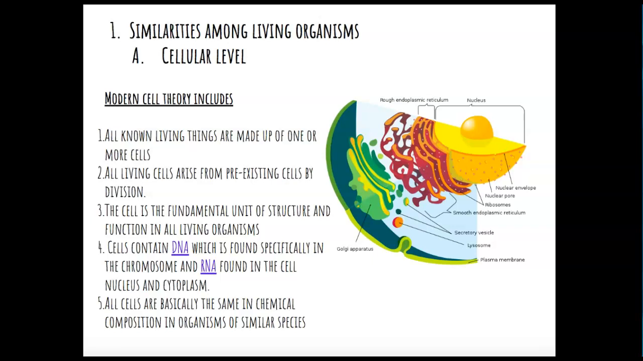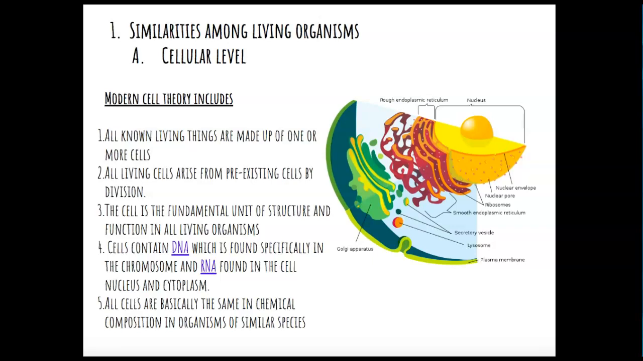So at the cellular level, we can see similarities among living organisms, and we can see this in a lot of the postulates of modern cell theory. All known living things are made up of one or more cells. All living things arise from pre-existing cells by division. The cell is the fundamental unit of structure and function in all living organisms. Cells contain DNA, which is found specifically in the chromosome, and RNA, which is found in the cell nucleus and the cytoplasm. And all cells are basically the same in chemical composition in organisms of similar species.